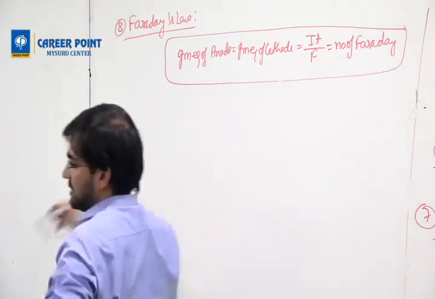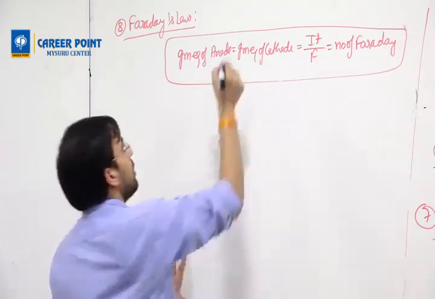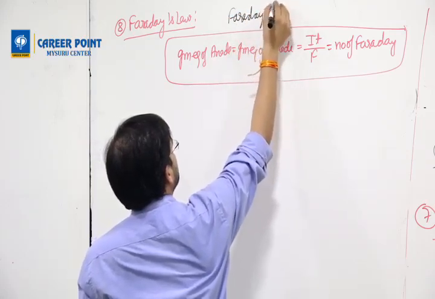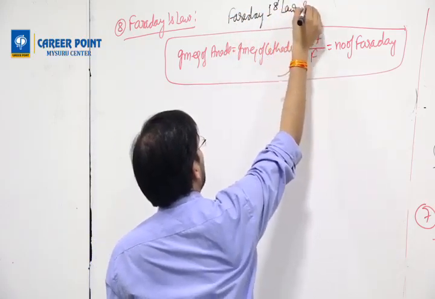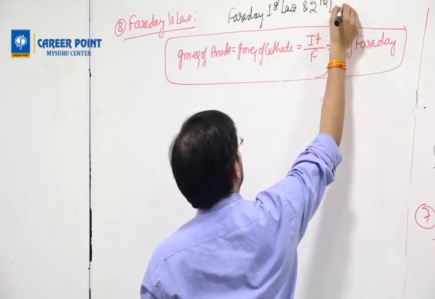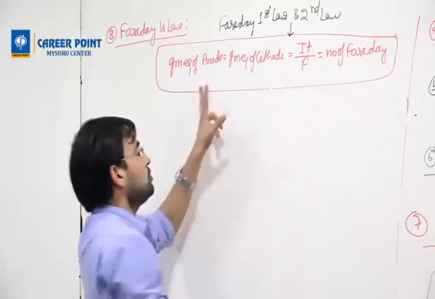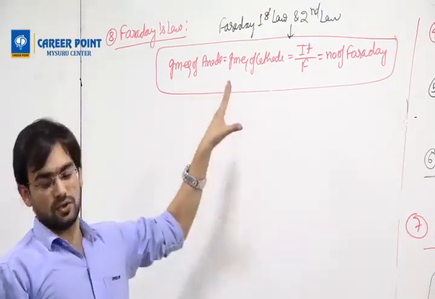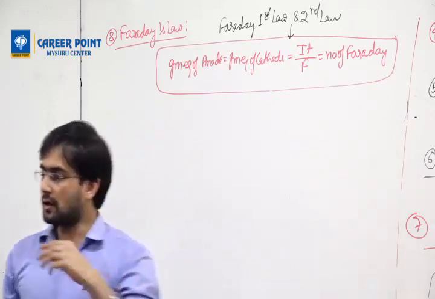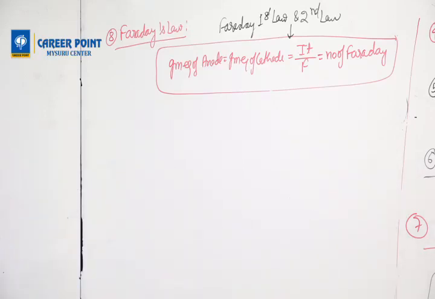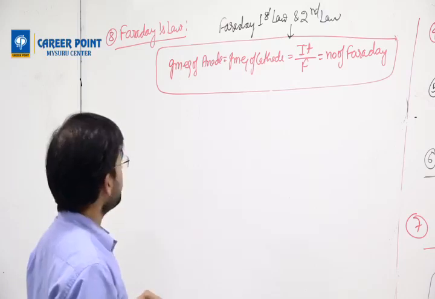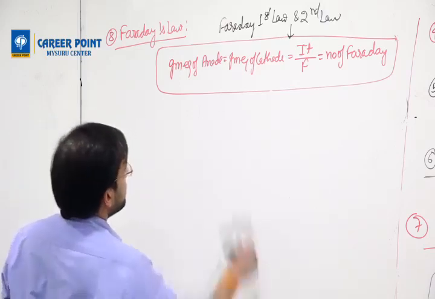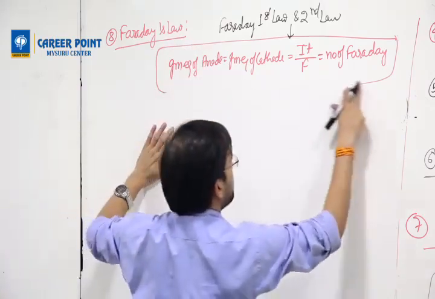The line which I have written is a combination of Faraday's first law and second law together. If you are able to memorize this line, you can solve any question which comes on Faraday's law. So, how do I incorporate this?